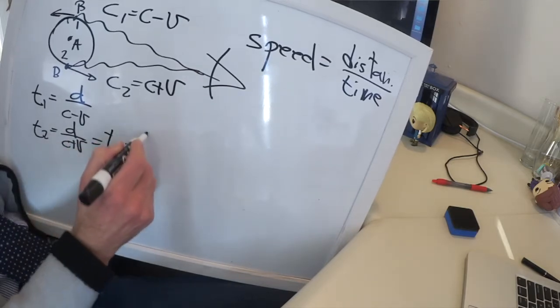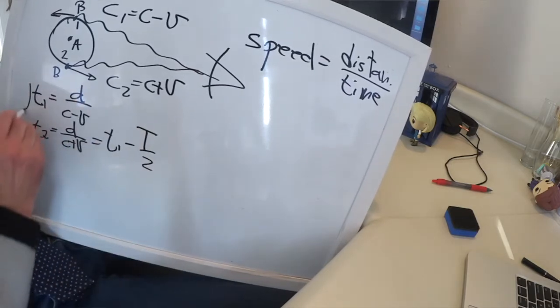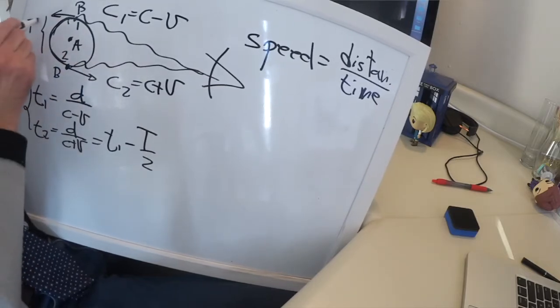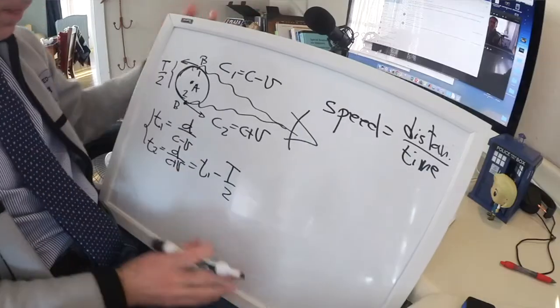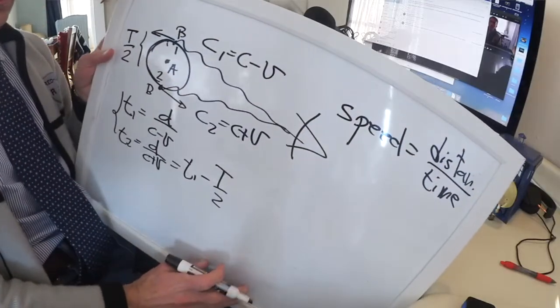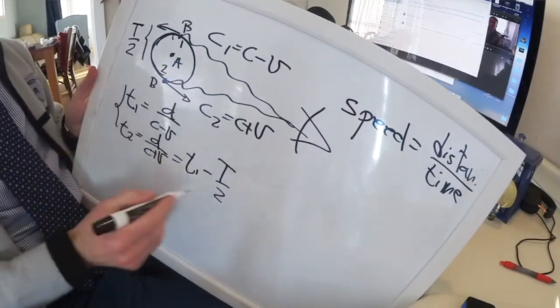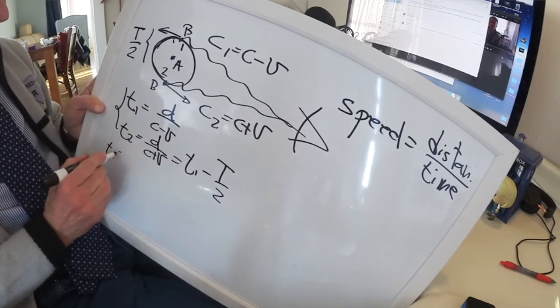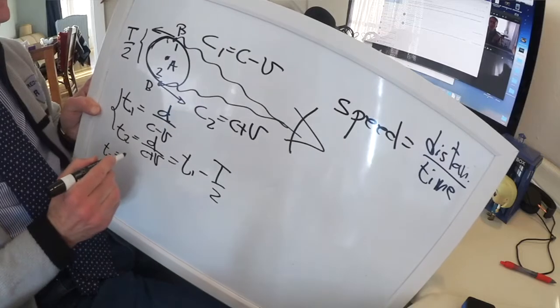Because light at 2 is emitted half a period later, we can write t2 as t1 minus half the period of the rotation of the star. I will substitute t1 in the second equation and will solve for the distance at which the binary system would need to be so that we observe light from 1 and from 2 arriving at Earth simultaneously.